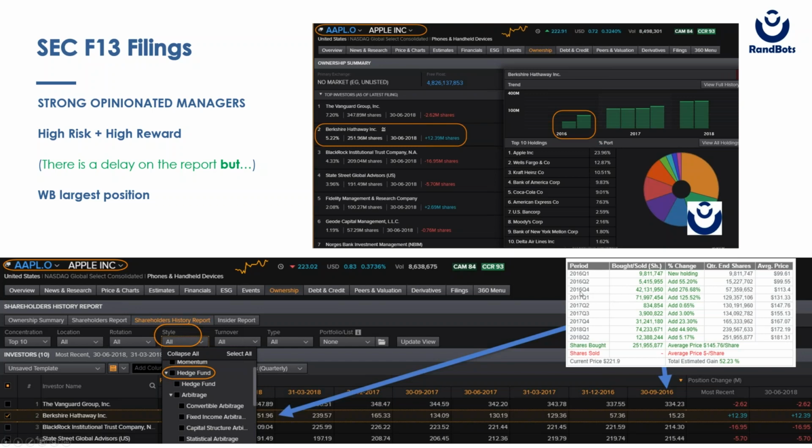And then in Q4 2016, he goes 275%, right? He doubles the position, going from 15 million shares to 57 million. So this is a very strong opinionated manager. And historically, when this manager starts opening this type of position, it does not close with a retracement on the stock. I mean, the average holding period is measured in multi-year periods for Warren Buffett.